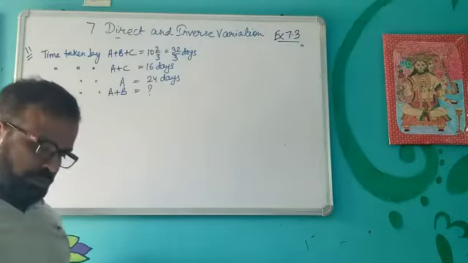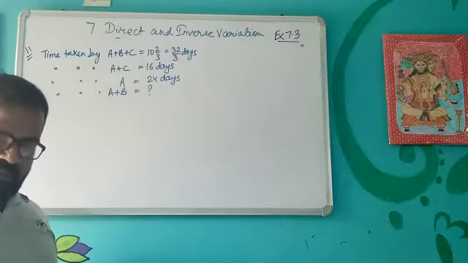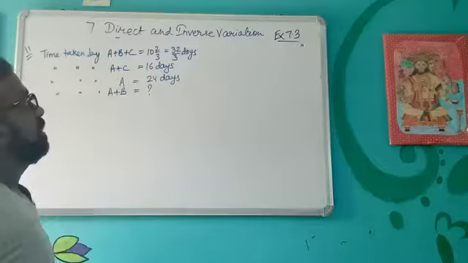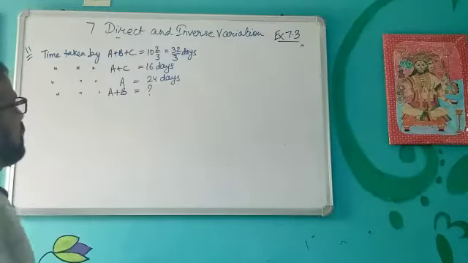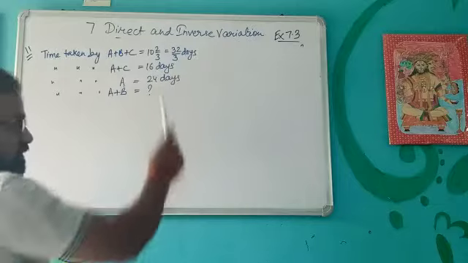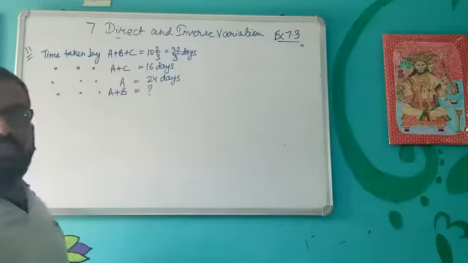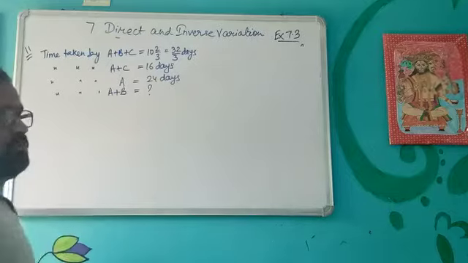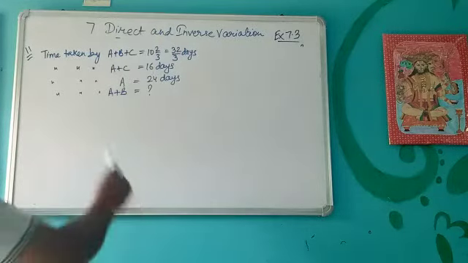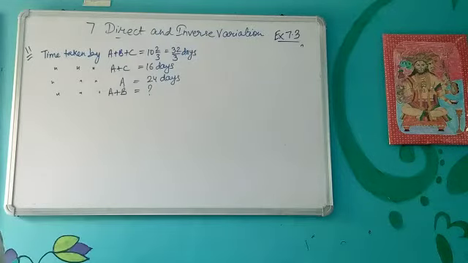Okay, let's discuss question number 11. In this it is given that three persons A, B and C working together can finish the work in 32 by 3 days. When A and C are working together, they are able to finish the work in 16 days. And when A is working alone, he is able to finish the work in 24 days. What we have to calculate is the time taken by A and B when they are working together.